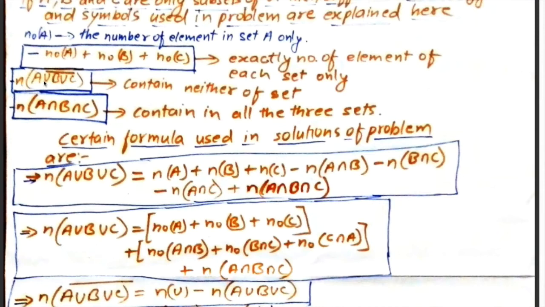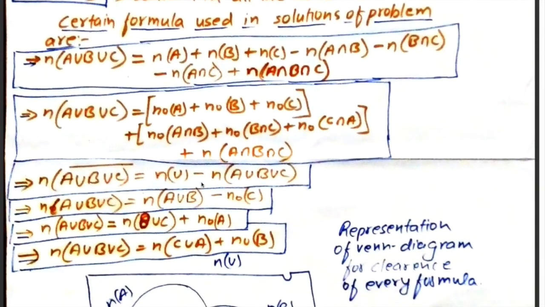And (A union B union C) complement means it contains neither A, nor B, nor C. It does not contain any set. Also, A intersection B intersection C is contained in all three sets. Now, certain formulas used in the solution of a problem are here. See here, more of the formulas.